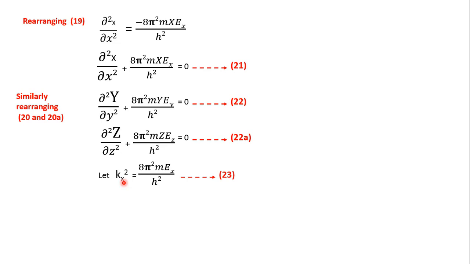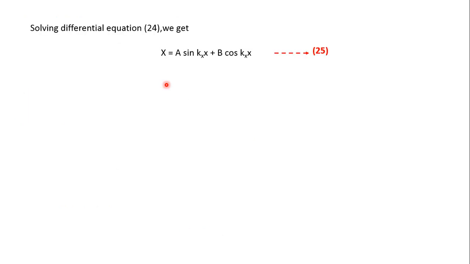What we are saying is that it is kx square, because this depends on x. Substituting this in equation 21, we will get ∂²X/∂x² + kx² X = 0. This is the standard form which has a solution: X = A sin kx x + B cos kx x. Now we have to apply the boundary conditions.